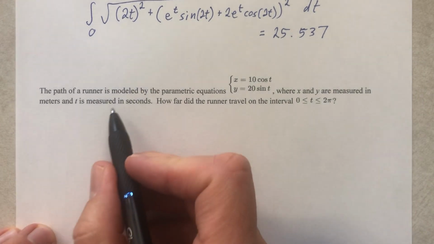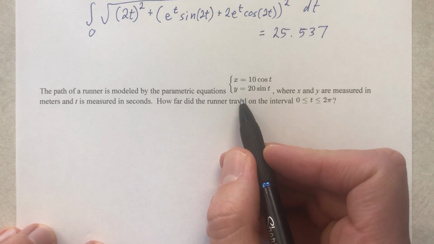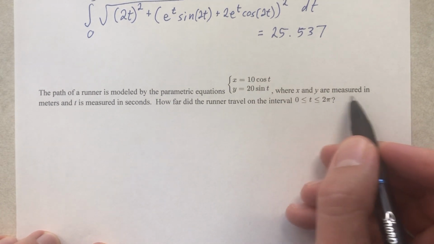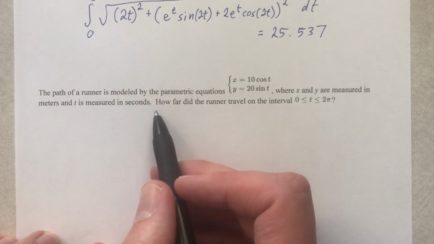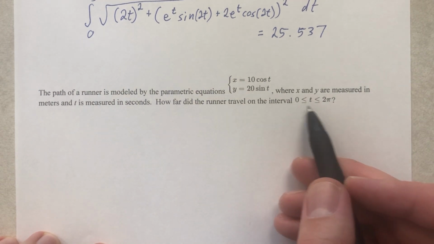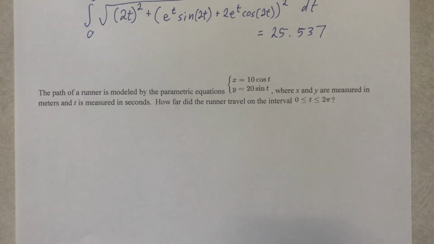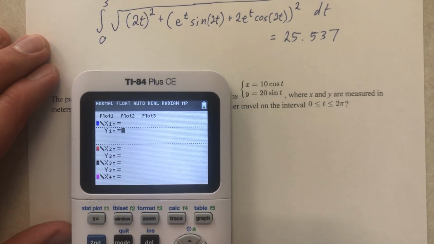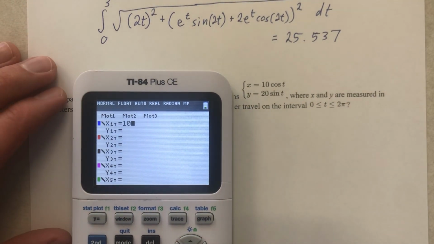All right. The path of a runner is modeled by these parametric equations here, where x and y are measured in meters and t is measured in seconds. How far did the runner travel on the interval from 0 to 2 pi? By the way, if you were to graph this, you would see that it is an ellipse, and he runs a lap or two. Let's graph that just for the sake of seeing it, because we have the time. We are not in the timed test at the moment.